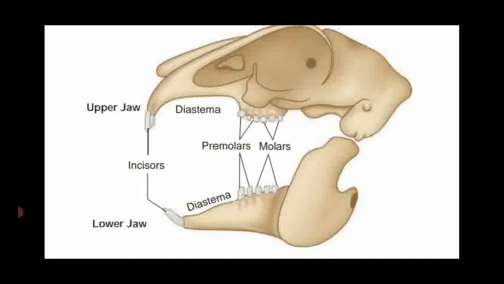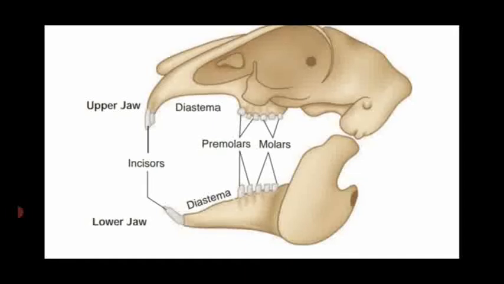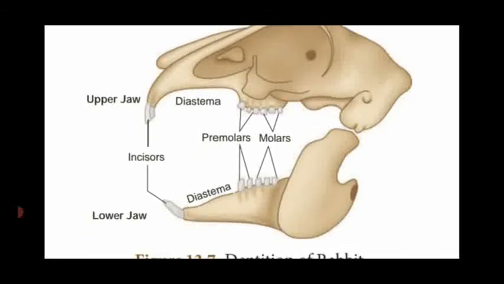And also, we have to write the dentition formula of a rabbit. Incisor, upper jaw 2, lower jaw 1. So I equals 2 by 1. Then canine is absent, 0 by 0. Premolar, upper jaw 3, lower jaw 2. So 3 by 2. Then molar, upper jaw 3, lower jaw 3. So 3 by 3. So the formula is 2033 by 1023. That is the dentition formula of a rabbit.